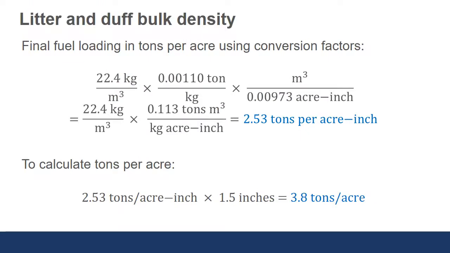Now let's find our total fuel loading in tons per acre. First, convert kilograms per cubic meter into tons per acre inch using standard conversion factors, so by multiplying our value by 0.113. Next, to convert to tons per acre, multiply by 1.5 since our depth was 1.5 inches. We get an estimate of 3.8 tons per acre of litter.